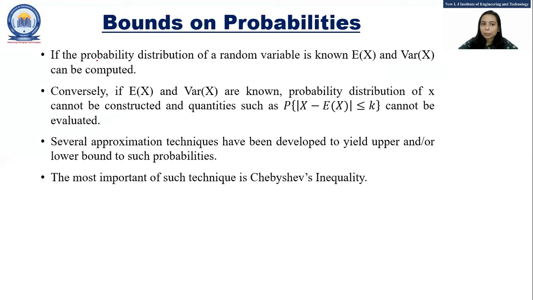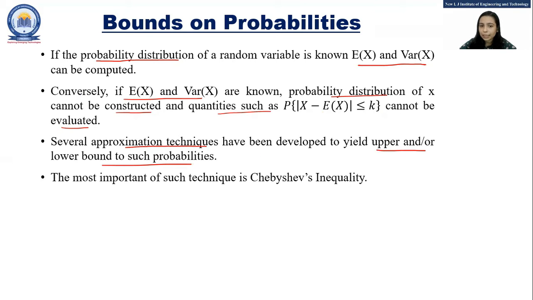As we know, if the probability distribution is given for any random variable x, then we can easily calculate E of x, that is, the expected value of x, and the variance of x. But if E of x and the variance of x are given, then the probability distribution of x cannot be constructed, and quantities such as P of mod x minus E of x less than or equal to k cannot be evaluated.